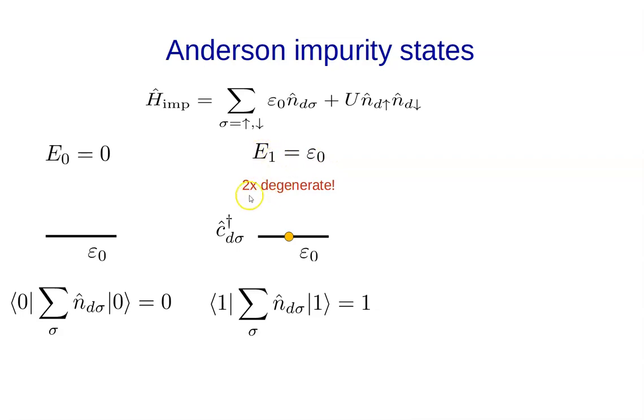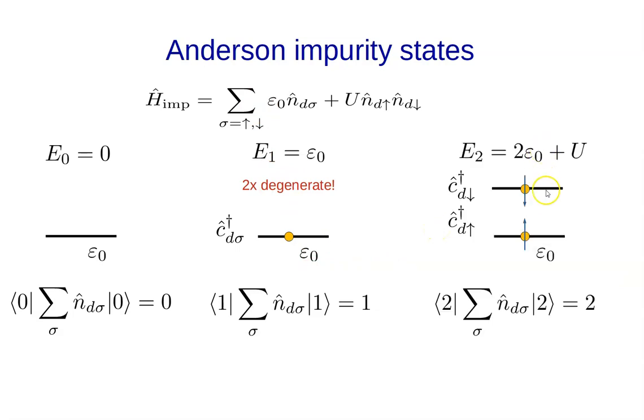It is actually doubly degenerate, so some people prefer to label it by the spin. So you have 1 up and 1 down, so it's doubly degenerate. But that represents the state where n_d, either up or down, is 1. And of course the other one is 0, so this term is 0, and the energy is just epsilon_0. And the final state is the one that is doubly occupied, meaning that I have 2 electrons.